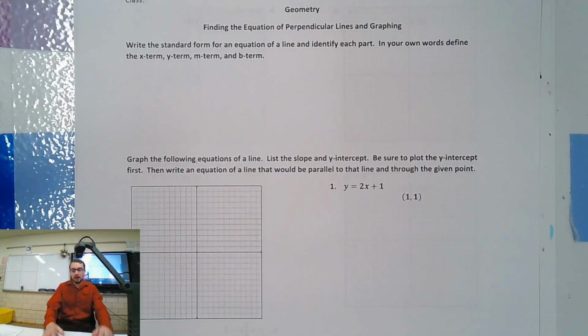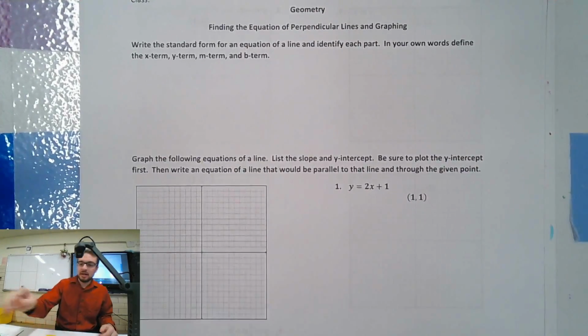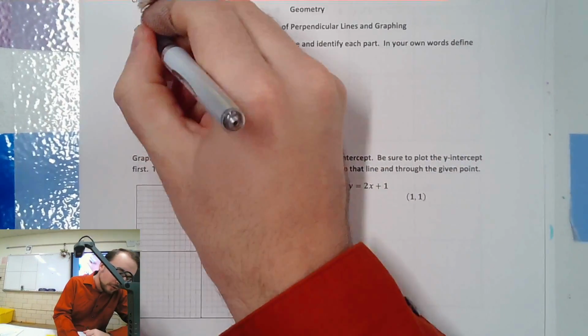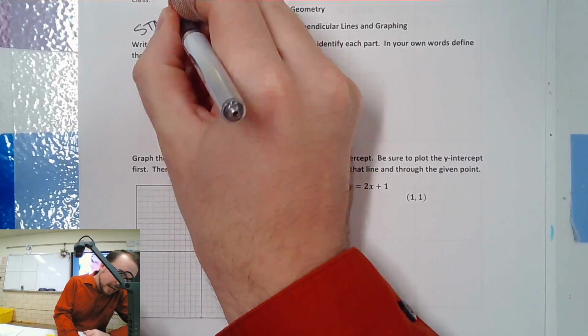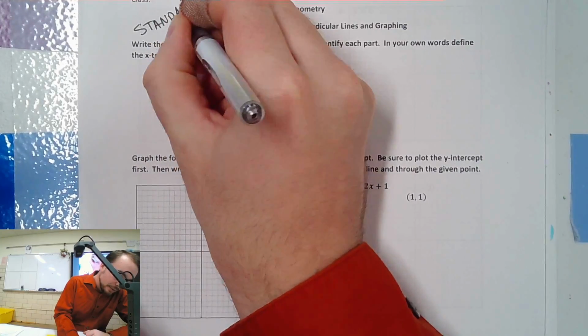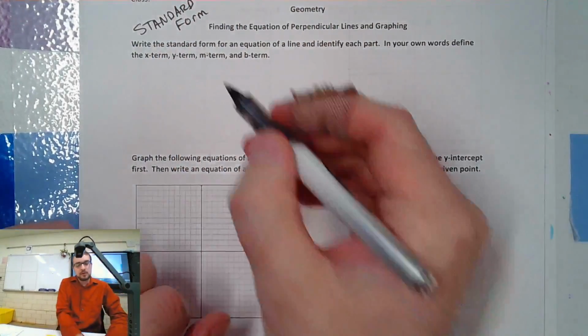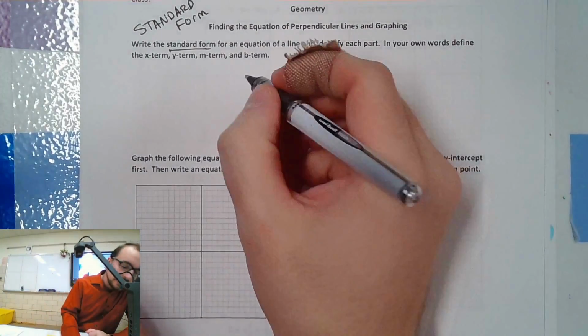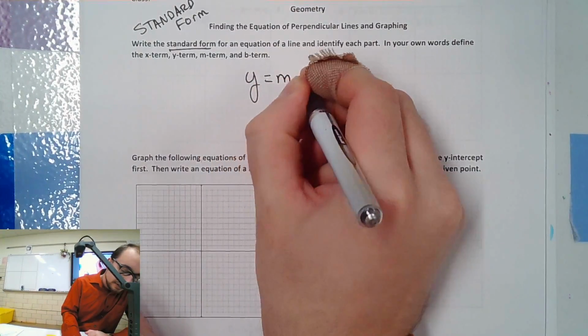Write the standard form of an equation of a line and identify each part. Now, when they say standard form, they don't mean capital S, capital F Standard Form, because that would imply a different type of form. Standard Form with a capital S and capital F is different than what they're implying, right? What they mean is the form that you see most often. Now, the form that we see most often is actually called something else, and it looks like this.